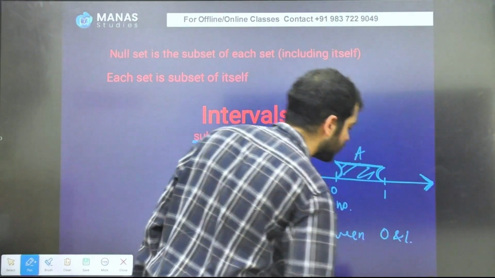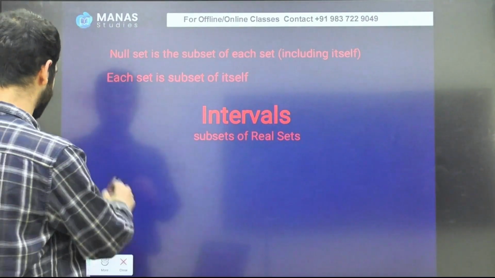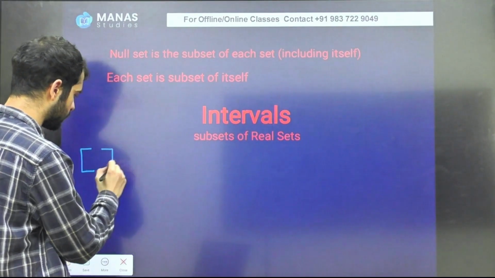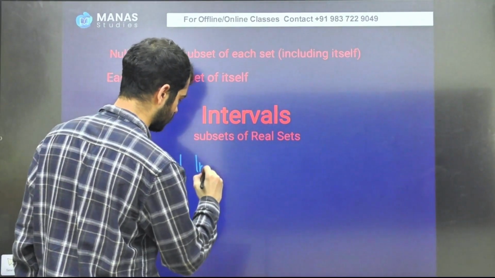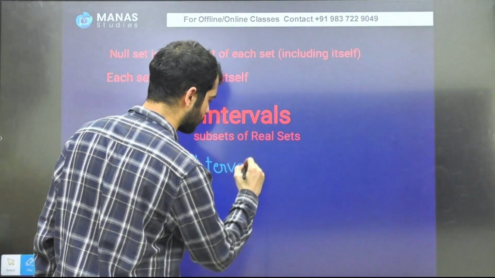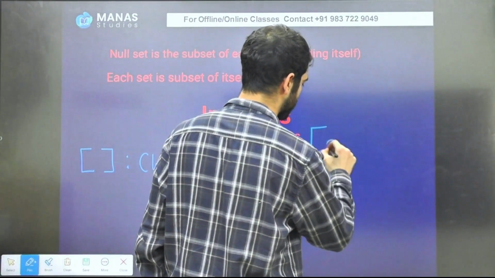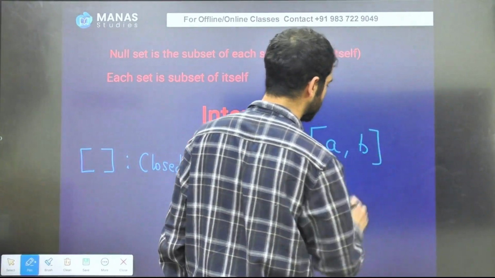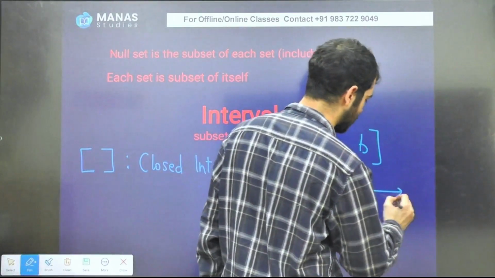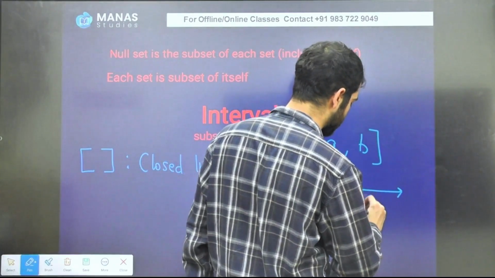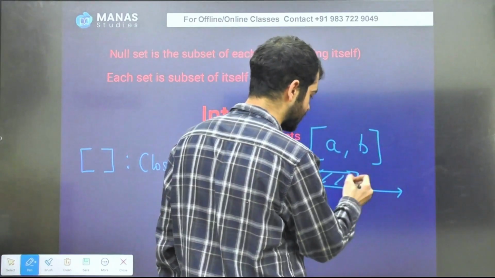0 and 1. Now in order to write them mathematically, we are going to use some notations. Now there are different notations. These are known as square brackets, which denote closed interval. Now the meaning of closed interval is that we are going to include the elements present at the extremes. If I'm writing A and B inside square brackets, it means that on the number line, if I'm going to place A, if I'm going to place B, then the number A and the number B are going to get included in the set.